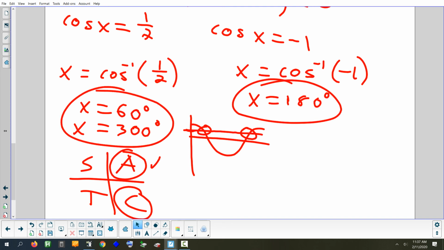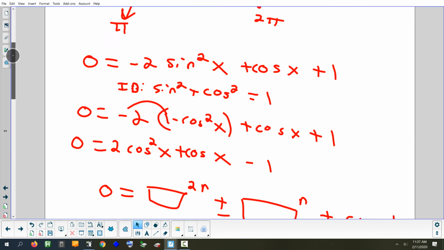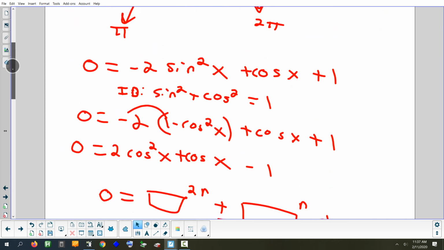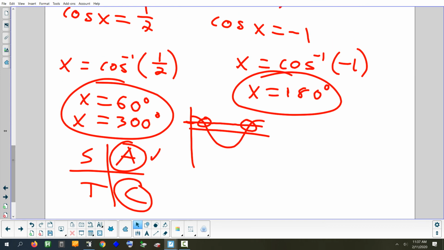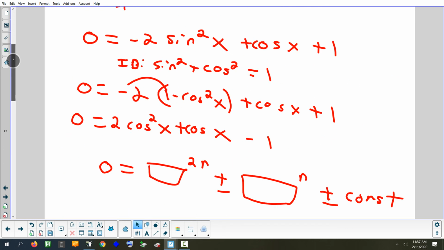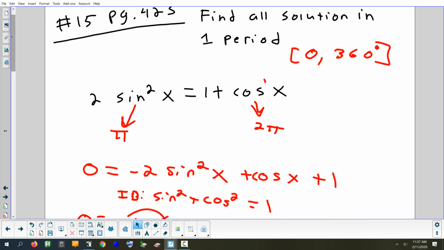So this problem has 3 answers. 60, 300, 180. And you don't have to put plus the period times n because they said not to. They said just 0 to 360. Okay? This is the part that some people forget about. So they get the 60 and then they forget to get the 300. So you do have to look for that second answer, if the second answer would be in the criteria they asked for.